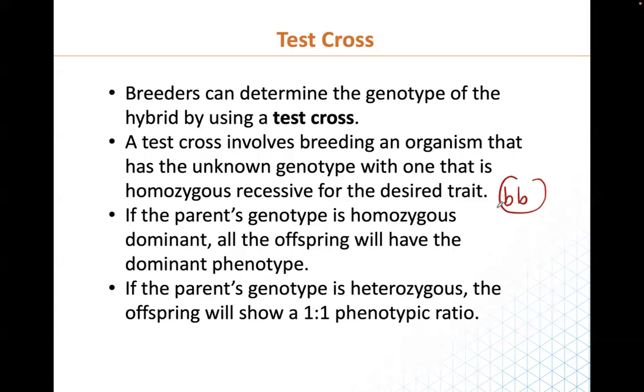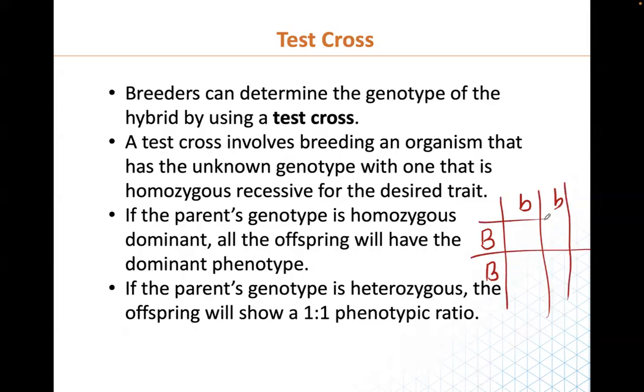So if the parent's genotype is homozygous dominant, all of the offspring will have to be dominant phenotype. So the meaning is, if you want to cross and the organism happens to be homozygous dominant like this, you have to cross with a recessive for that same trait. So if the organism with the unknown genotype is homozygous dominant, all the offspring will be 100% heterozygous dominant.